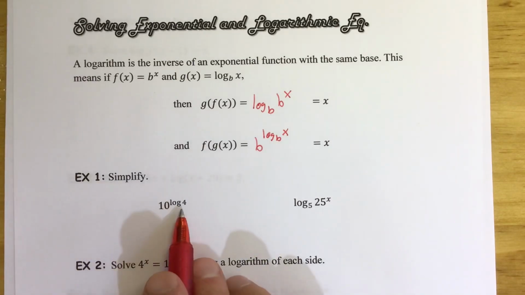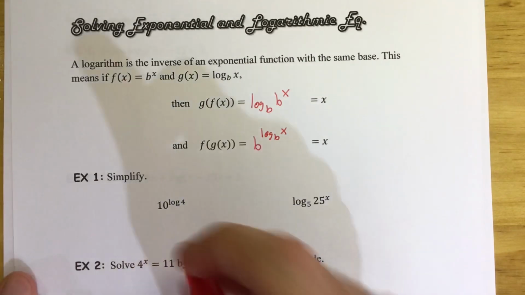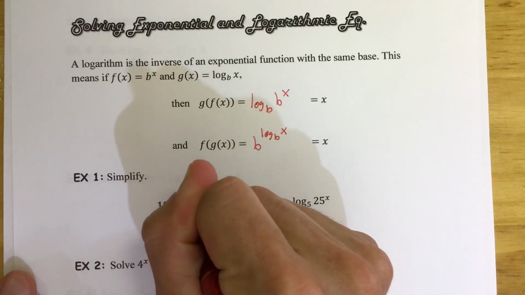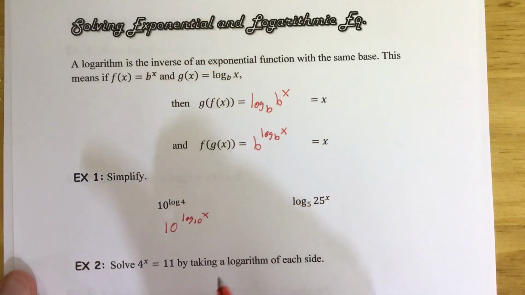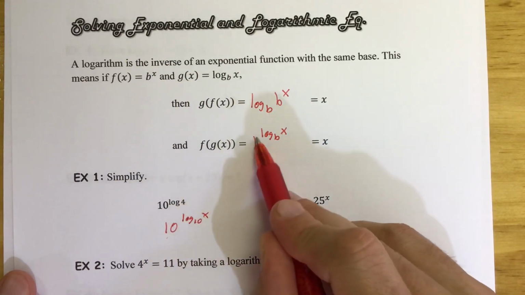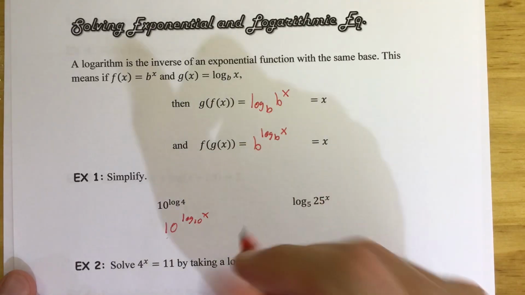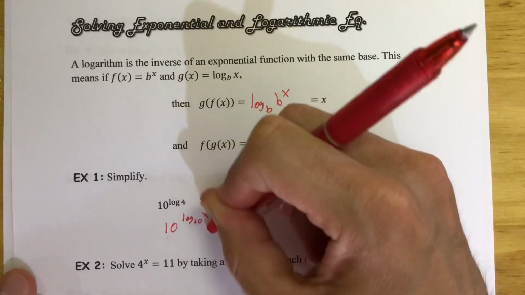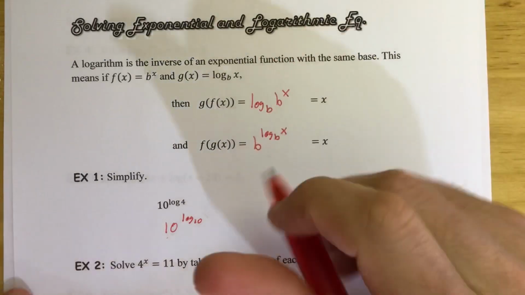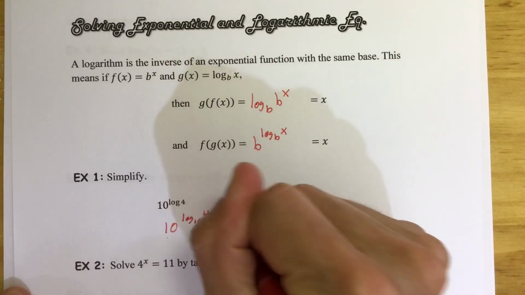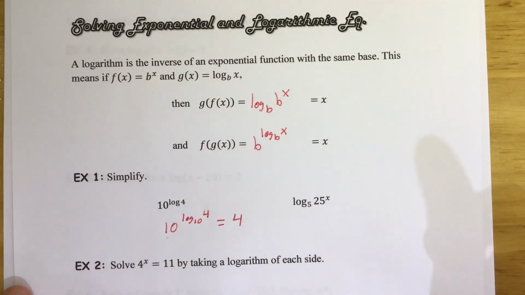Let's take a look at example 1. 10 to the log of 4. Now remember, what's important about just a log? It has a base of 10. So this is actually 10 to the log base 10 of 4. So that fits this structure here. Those numbers are the same. Whoops, I wrote an x, but it's actually going to be 4. So the whole thing is going to simplify down to 4.